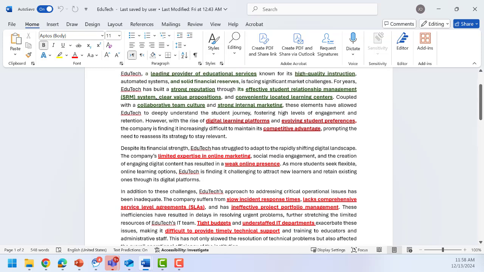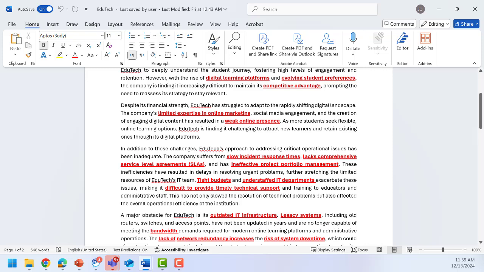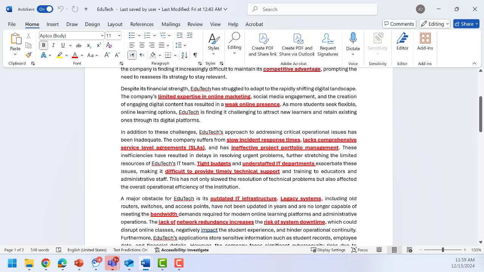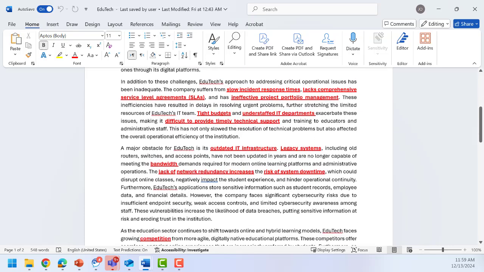For example, greens are definitely strengths. I wanted to mix the colors, but I think I didn't get it right. Digital learning platforms and evolving student preferences are not weaknesses, but actually opportunities, and they're also not threats. Those are very straightforward: effective portfolio, tight budgets, difficult to provide timely technical support. So just read through and identify those ones.